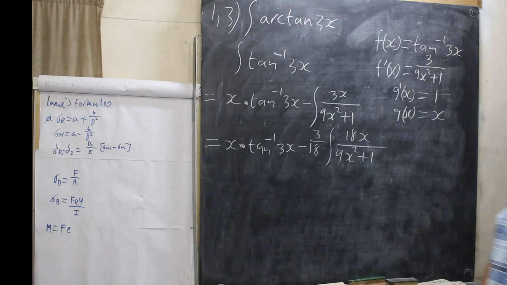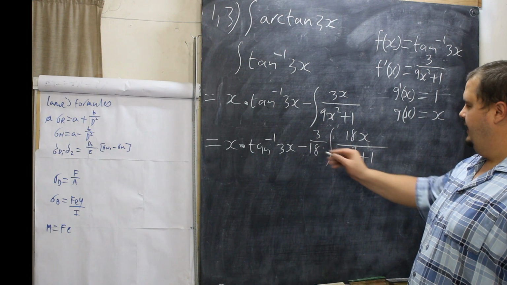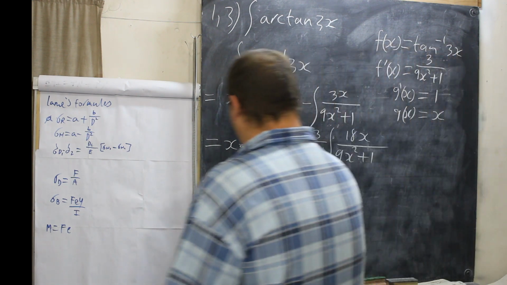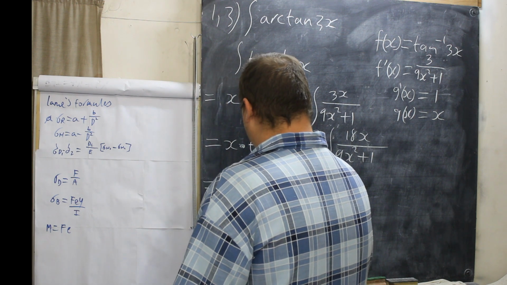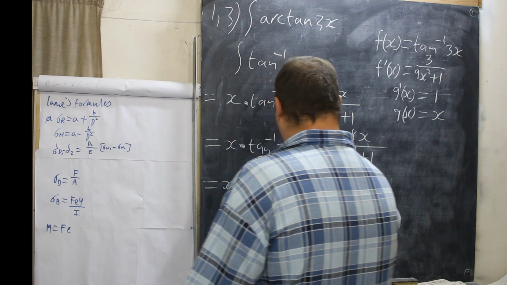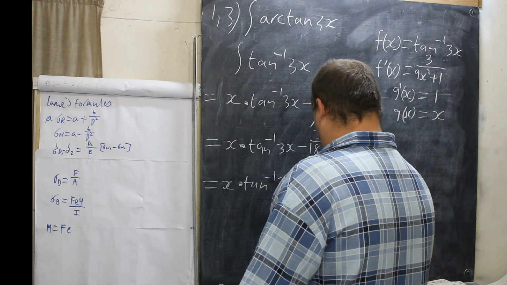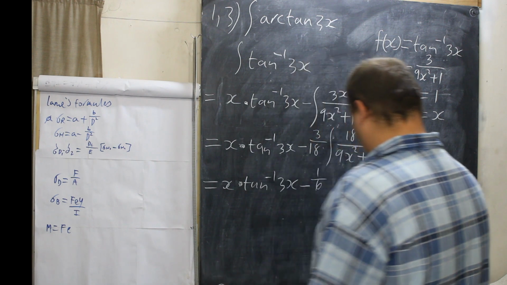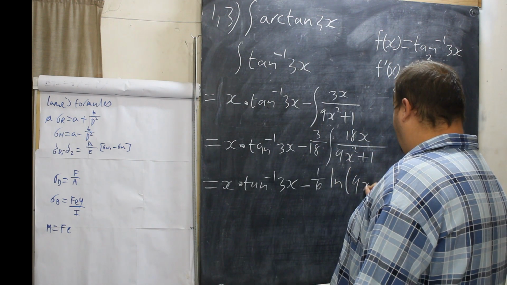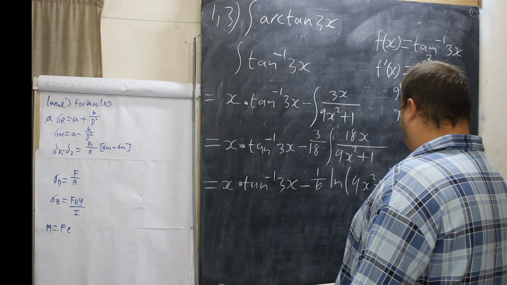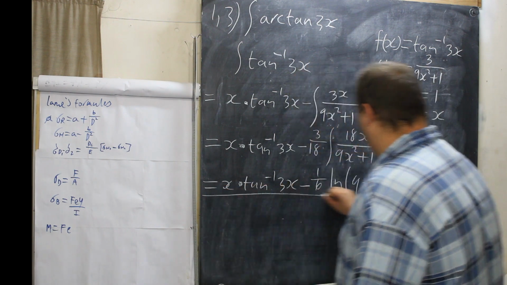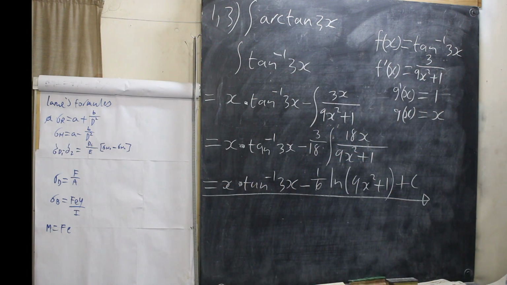Okay, the next step, now that we've got this out the way, we can integrate that perfectly. So this will equal x times tan to the minus 1 3x minus 1 over 6 ln 9x squared plus 1 plus c. And that is our final answer.